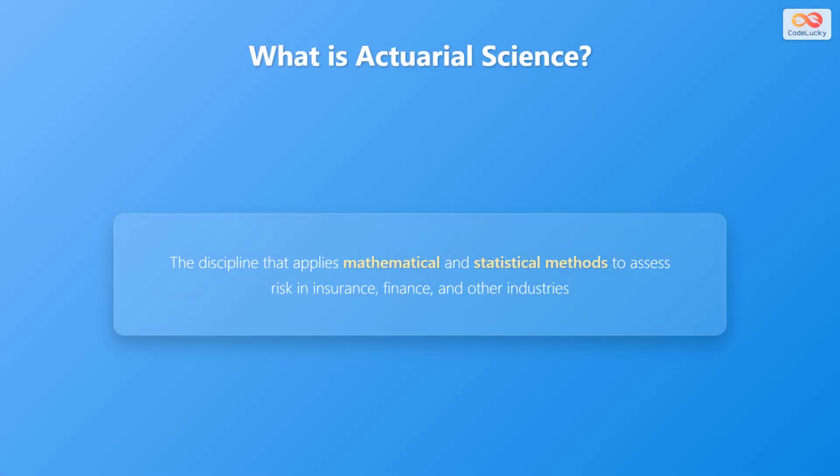So, what exactly is actuarial science? It is the discipline that applies mathematical and statistical methods to assess risk in insurance, finance, and other industries. Actuaries use their skills to analyze and manage financial risks.